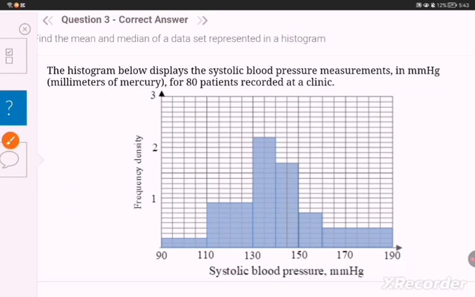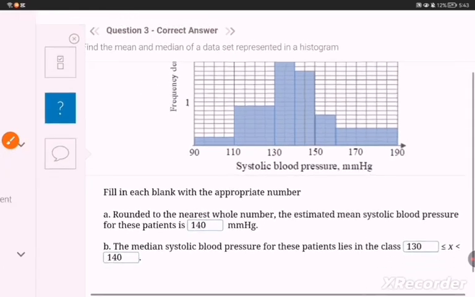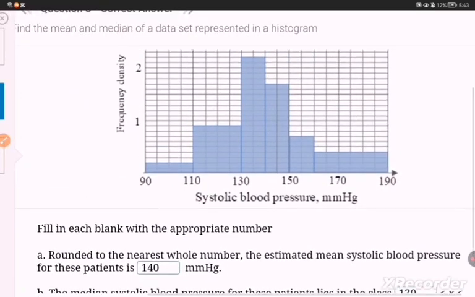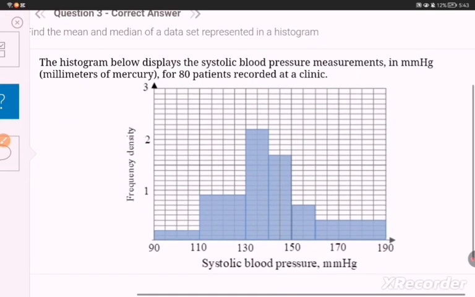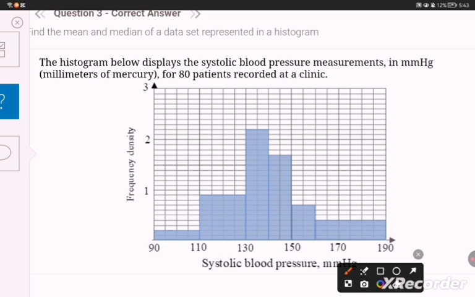class widths on the bottom, and they ask you to find the mean. Okay, the mean and then the median. Now, the mean, whenever you have frequency and class widths and you want to find the mean, the formula is summation of xi, which is the midpoint of the class width, times f over f. So you have to first find the midpoints of the class width and multiply that by the frequency for that class width over the total frequency.